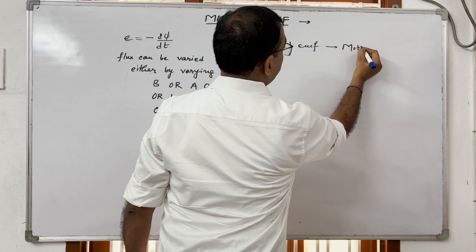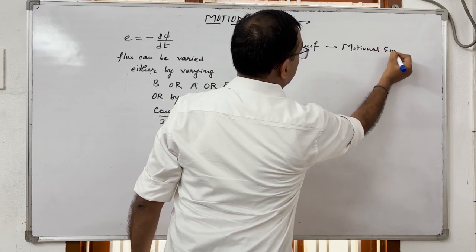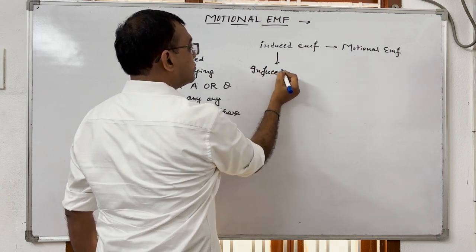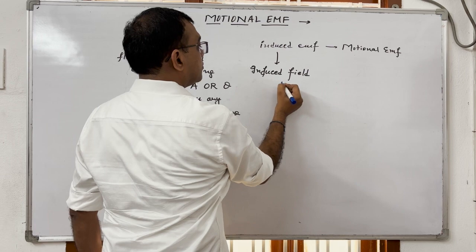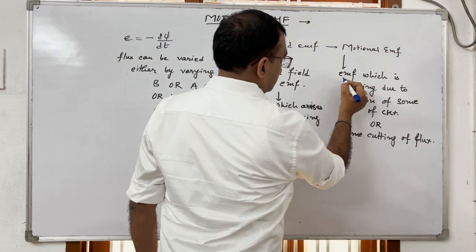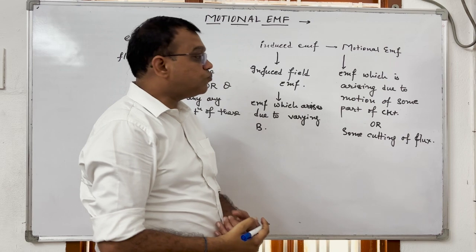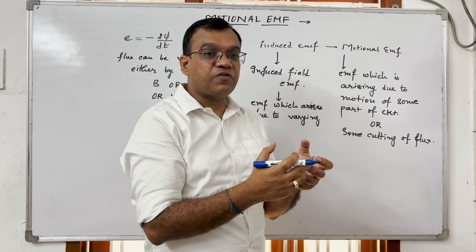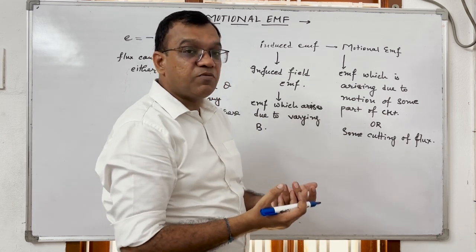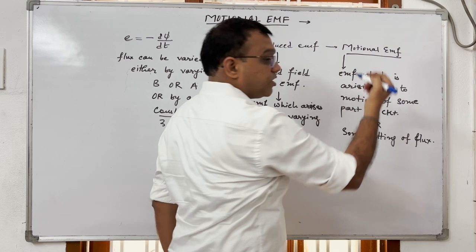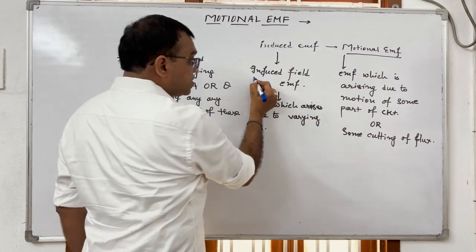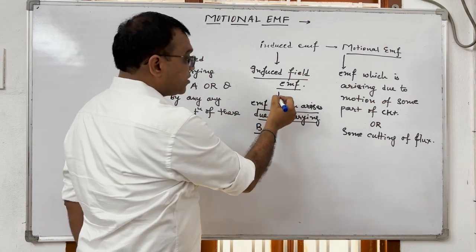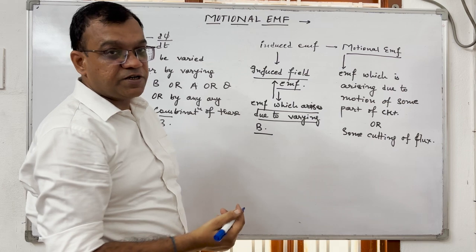One is the motional EMF and the other is the induced field EMF. The EMF which is arising due to motion of some part of the circuit, some part of the circuit is moving in the magnetic field, because of that reason the EMF is arising, that we call the motional EMF. And the EMF which is arising due to the time varying nature of magnetic field, that part we call the induced field EMF.